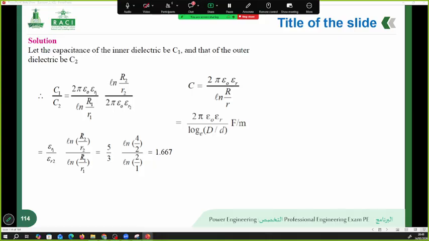Okay, there are some equations. We just need to replace the values, and finally we will have these equations, and by replacing all of the given values, we can find this one. So C1 over C2 is equal to 1.667. This result highlights how both material properties and physical dimensions influence the overall capacitance distribution in multi-layer dielectric systems, which is particularly important in the design of cable and high voltage insulation structures.